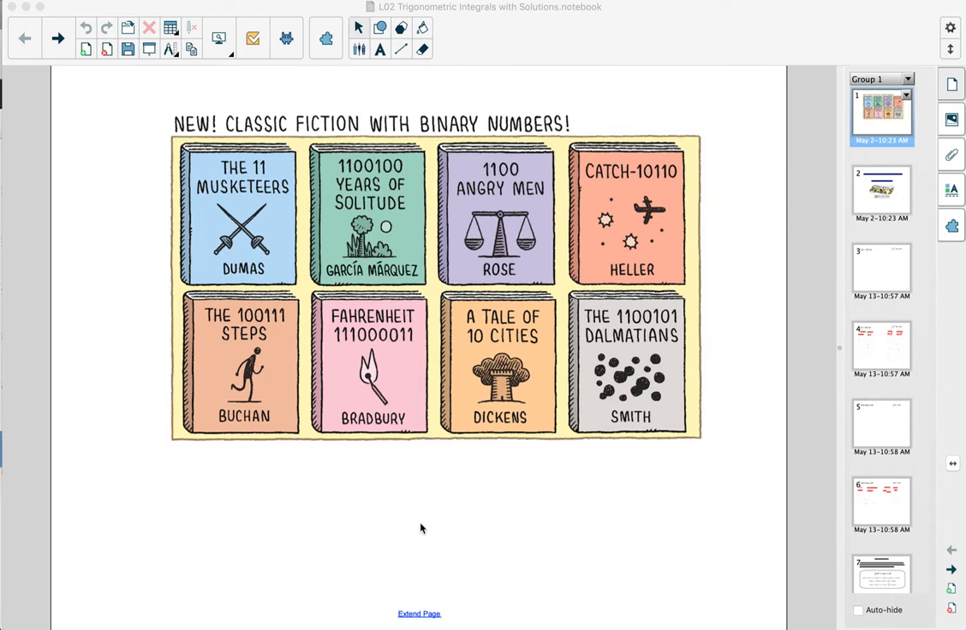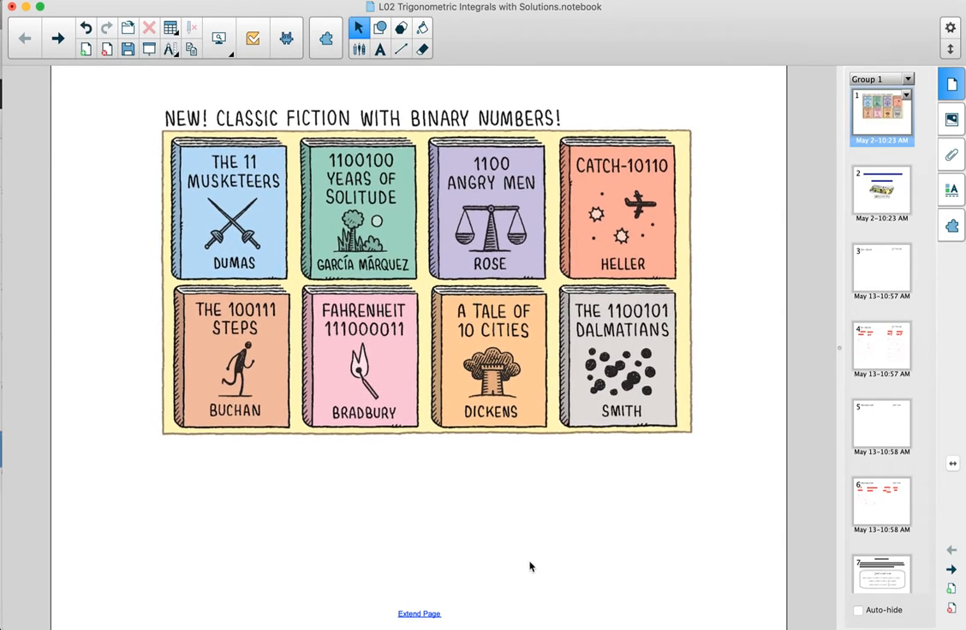This is sort of an extension of the humor we had last time from binary numbers. So this is new classic fiction with binary numbers. I'll just leave this up for a few seconds, and then if you want to figure out what they're saying, you could pause the video and work your way through it.